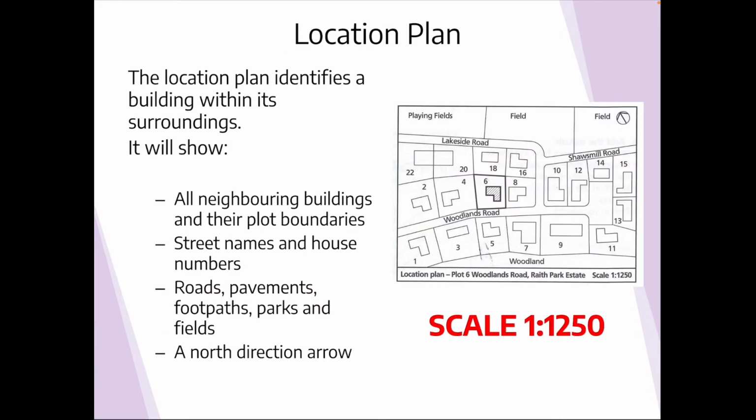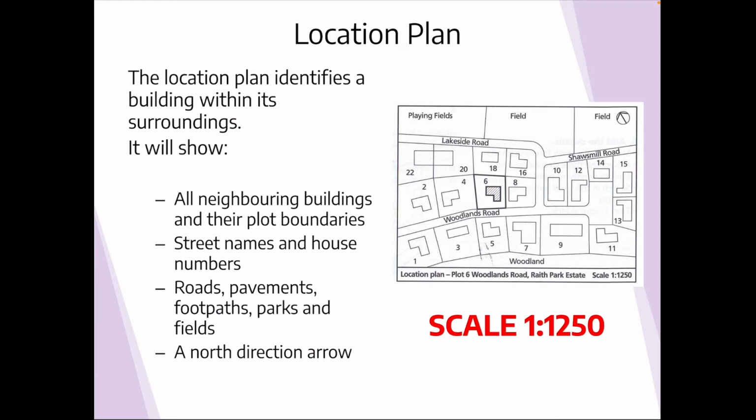So a location plan identifies a building and it shows it within its surroundings. What it will show is all the neighbouring buildings and their plot boundaries. It will show the street names and house numbers. It will show roads and pavements and footpaths and parks and fields. And it will show a north direction arrow. And that's that arrow in the top right corner. It's pointing the direction that north is in.